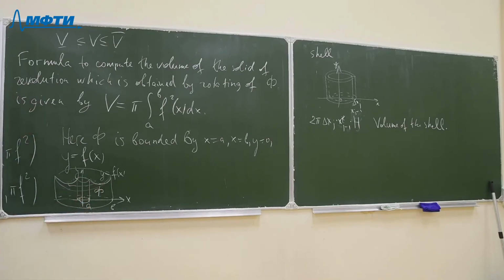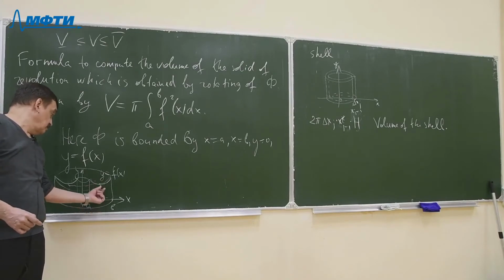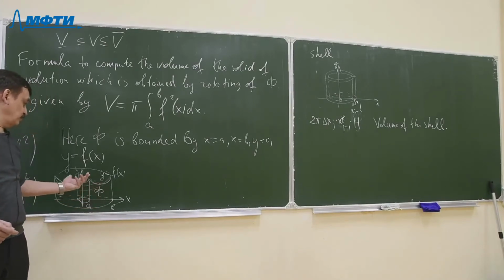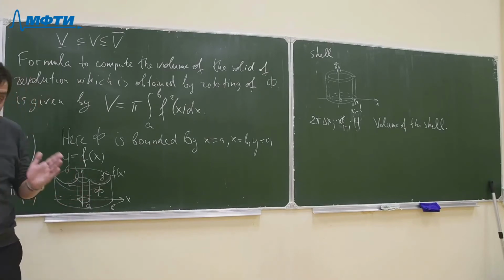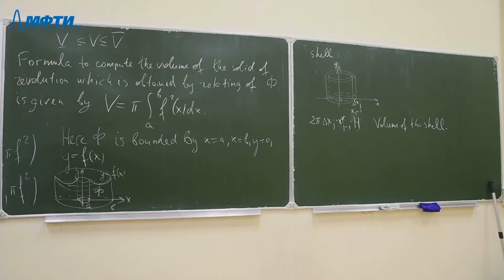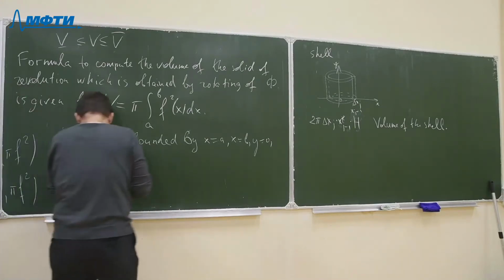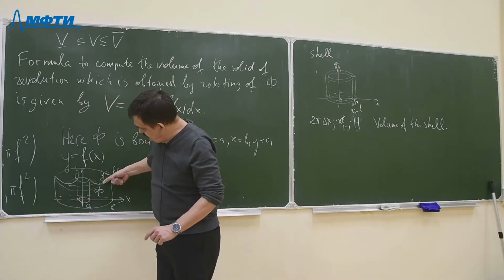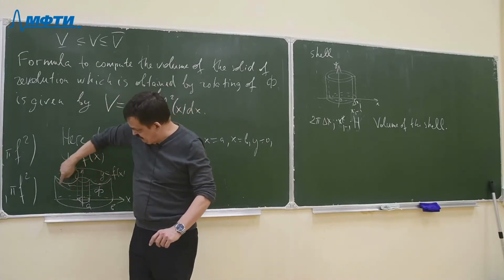Yeah, so we rotate our graph about the y-axis. So now we try to approximate our volume by adding volumes. No, I don't put that curve in that cylinder. I rotate that curve about the y-axis.